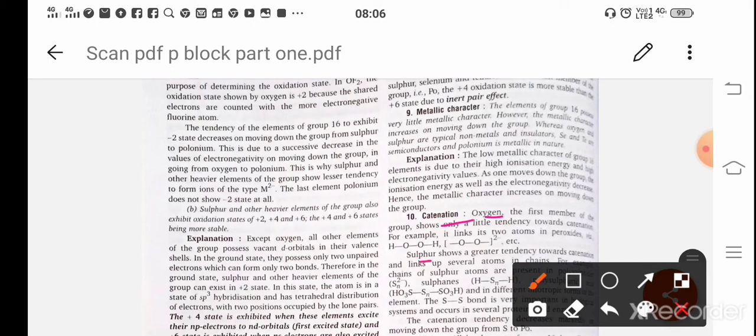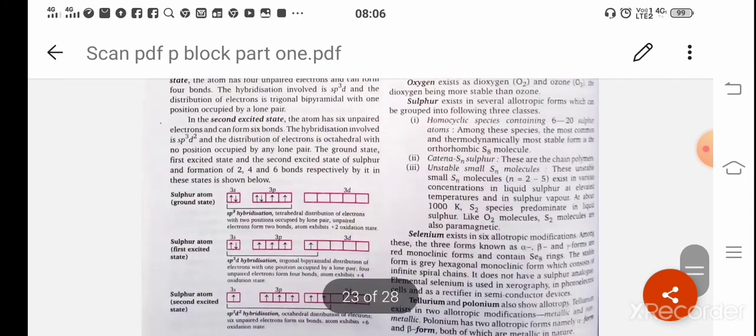So oxygen and sulfur have a greater tendency towards catenation, as they can form a bond with themselves because of their small size and higher electronegativity.